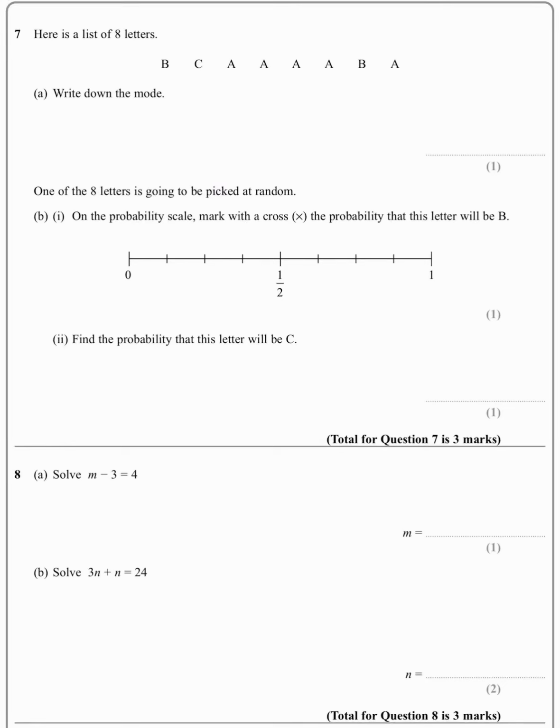Hey everyone, in this video I'll be answering the third page of the iGCSE Pearson Edexcel Maths Paper 1 from November 2022, which consists of questions 7 and 8.